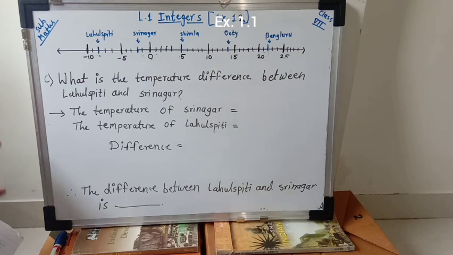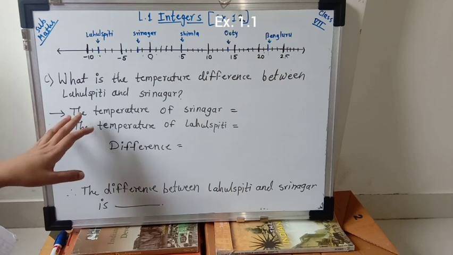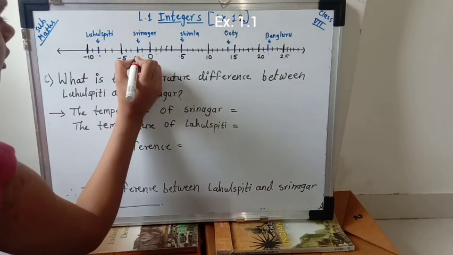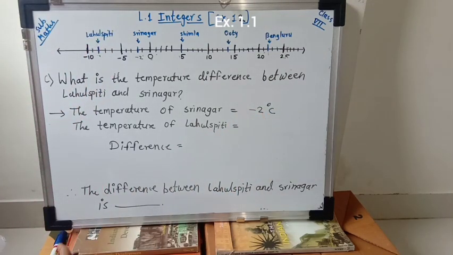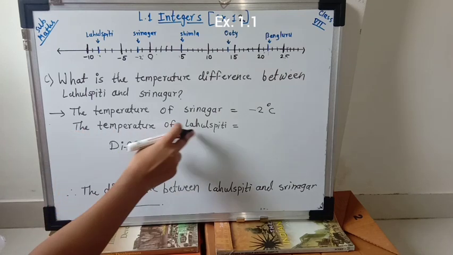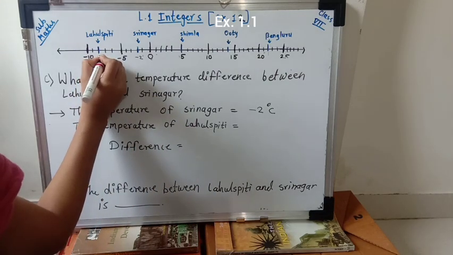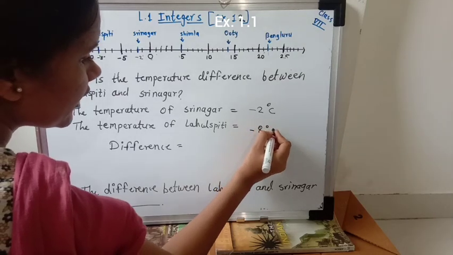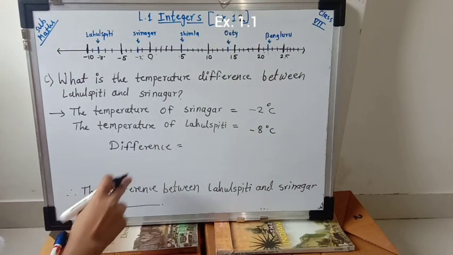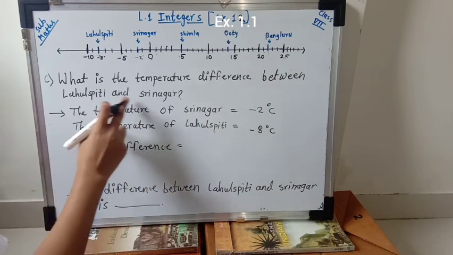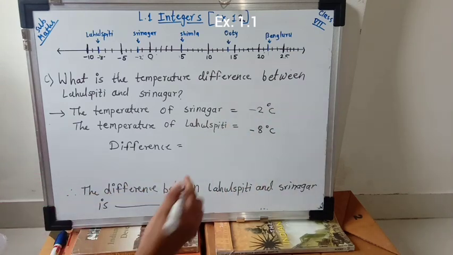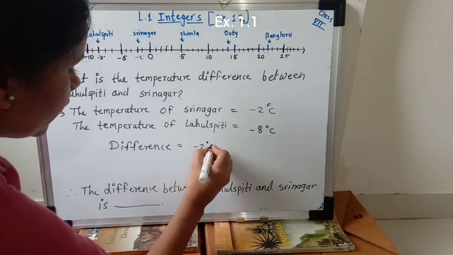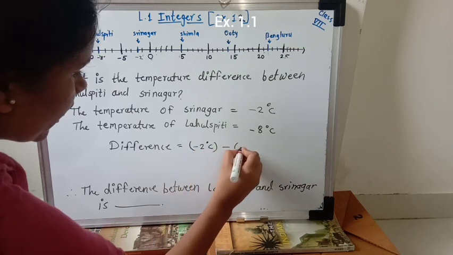Now the question C is, what is the temperature difference between Lahul Spiti and Srinagar? We have seen the temperature of Srinagar is minus 2 degree. So let's write minus 2 degree Celsius is the temperature of Srinagar. The temperature of Lahul Spiti is minus 8 degree Celsius. Now here we have to find out the difference between Lahul Spiti and Srinagar. It means we have to do the subtraction of these two temperatures. So let's do it. Minus 2 degree minus minus 8 degree.